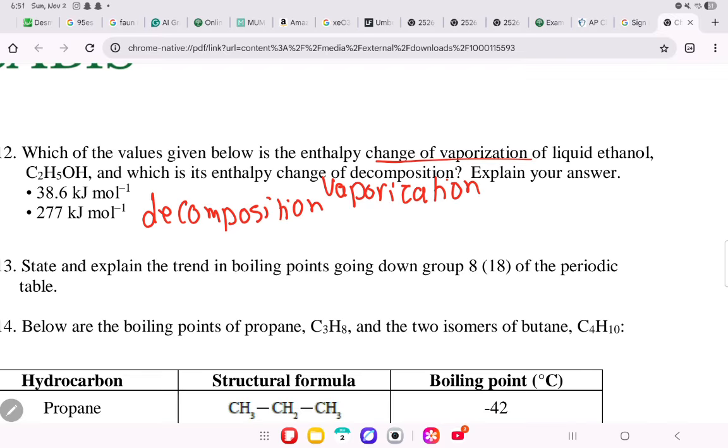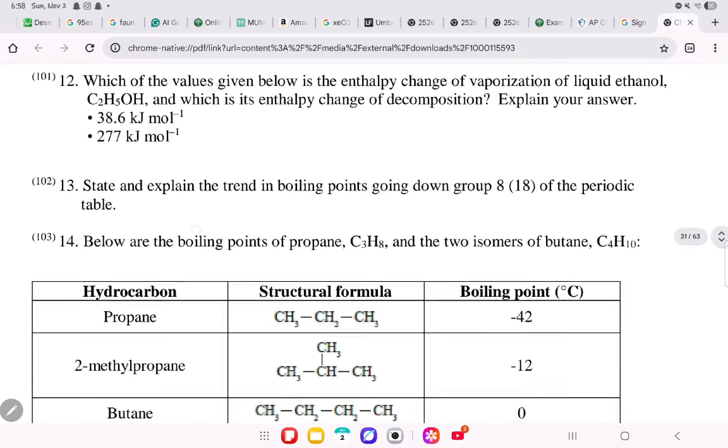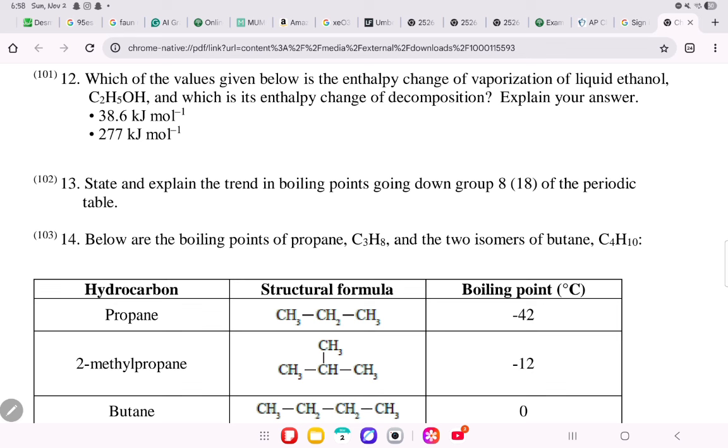Now, question number 13. State and explain the trend in boiling points going down group 8 or 18 of the periodic table. As we go down the group, we know that the boiling points of noble gases increase. This is mainly due to the intermolecular forces, because they are going to have more electrons, right? The more electrons we have, the stronger the intermolecular forces are going to be. So the stronger the intermolecular forces are, the greater energy is needed to break them, so the greater the boiling point.